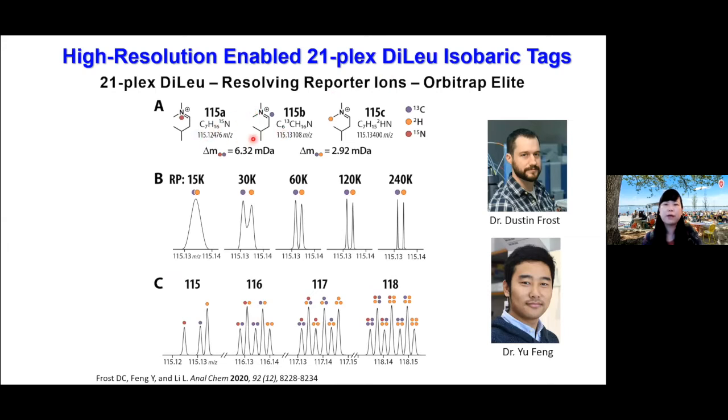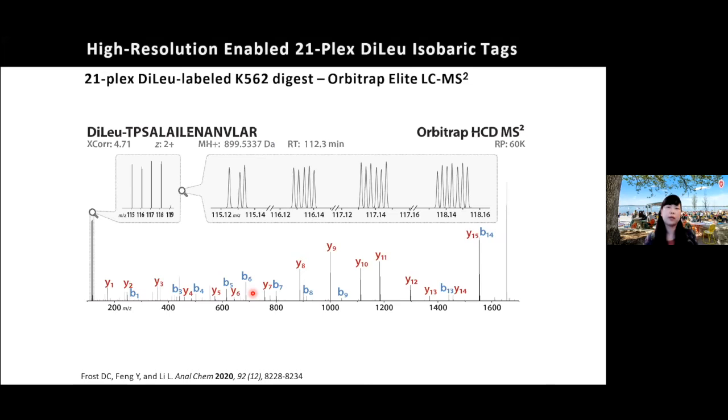So then the question is, again, how much resolution is needed to resolve them. If we look at the adjacent quantitative channels for the 115 A, B, and C, the smallest mass difference is 2.92 millidalton between the 115 A and B, and this can be baseline resolved with 60,000 resolving power. Showing on the bottom, the 21 quantitative channels can be readily resolved with 60,000. For example, for 118 reporter ions, now we have 7 variants, and 6 variants for 117, and 5 for 116. That helps us boost the quantification throughput quite a lot.